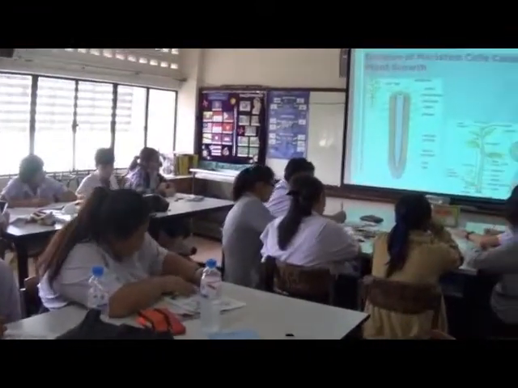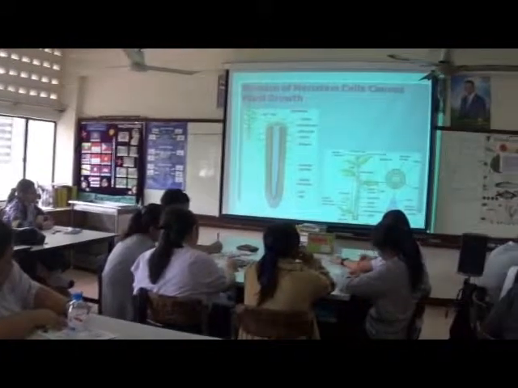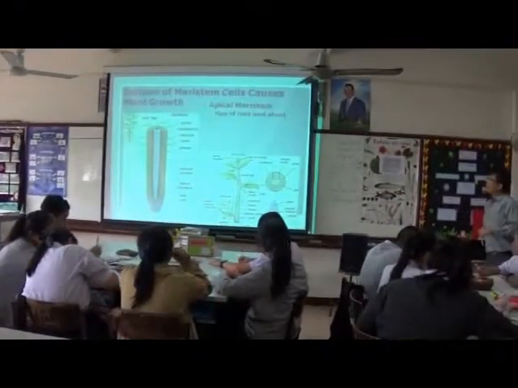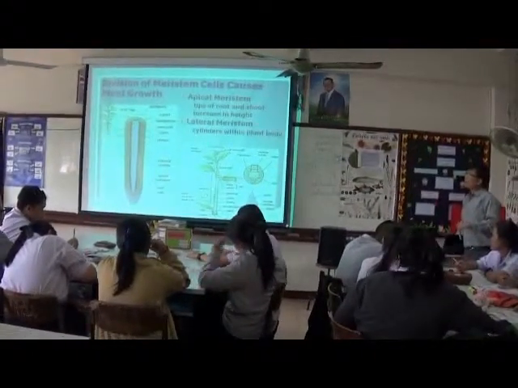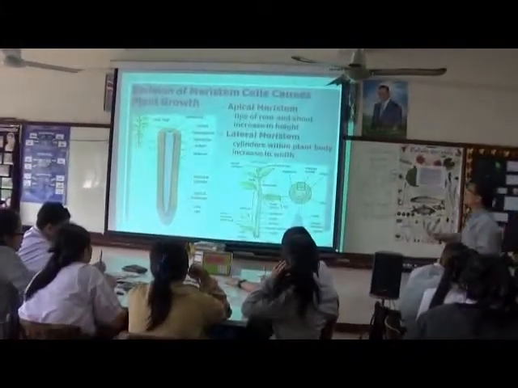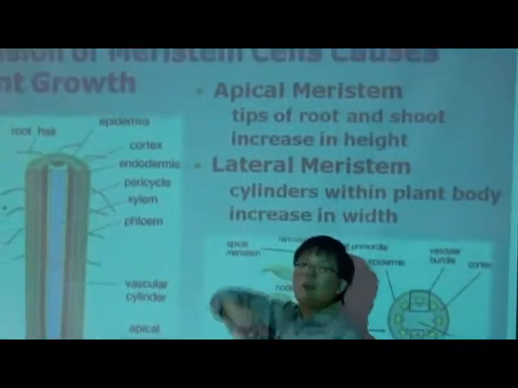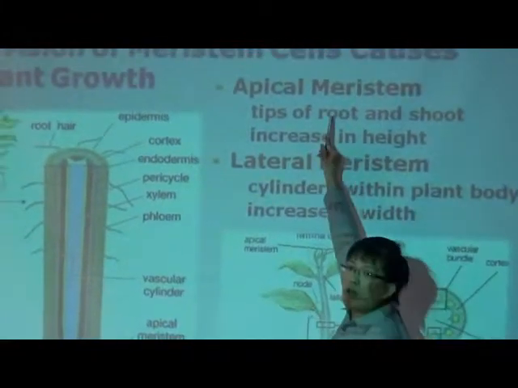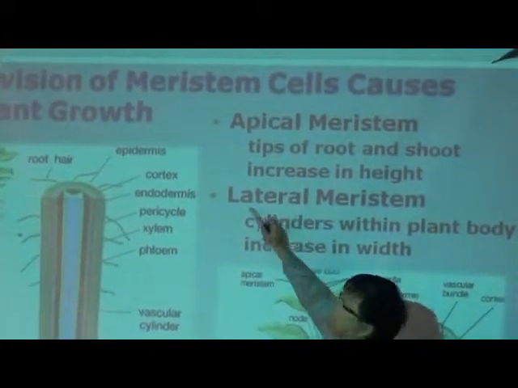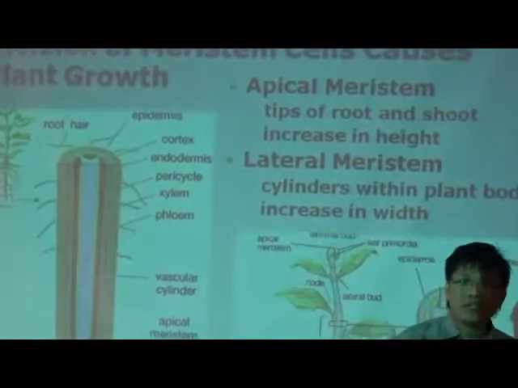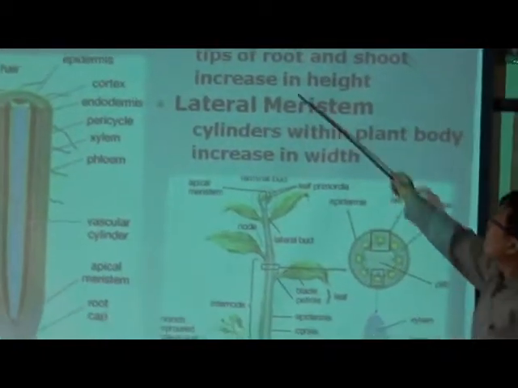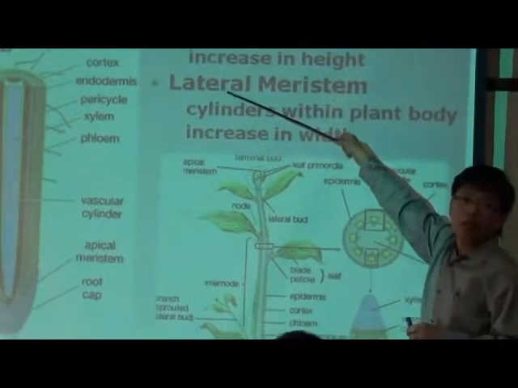This is the root, to absorb and take water and mineral salts. Okay, the root has two parts. One, you can write number one, the apical meristem, and you can write number two, the lateral meristem.